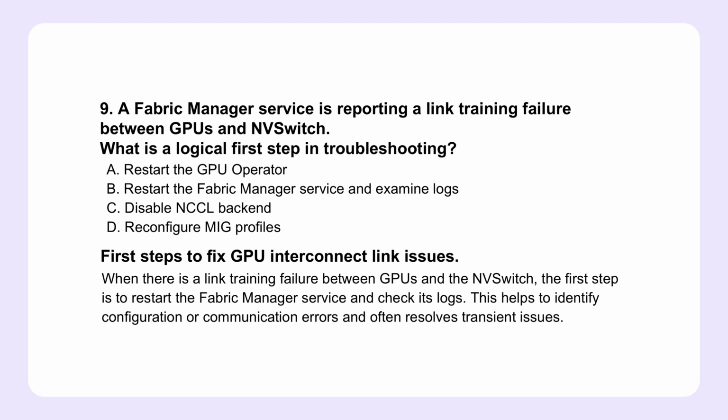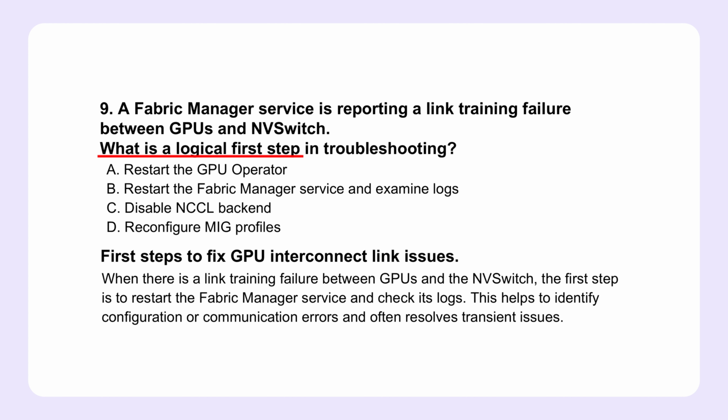DCGMI, got it. Okay, let's get even more specific, down to the hardware interconnects. Say your Fabric Manager service, which manages those high-speed NVLink or NVSwitch connections between GPUs, reports a link training failure. This sounds serious, like the GPUs can't talk to each other properly through that fast interconnect. What's the very first thing you do to troubleshoot that?